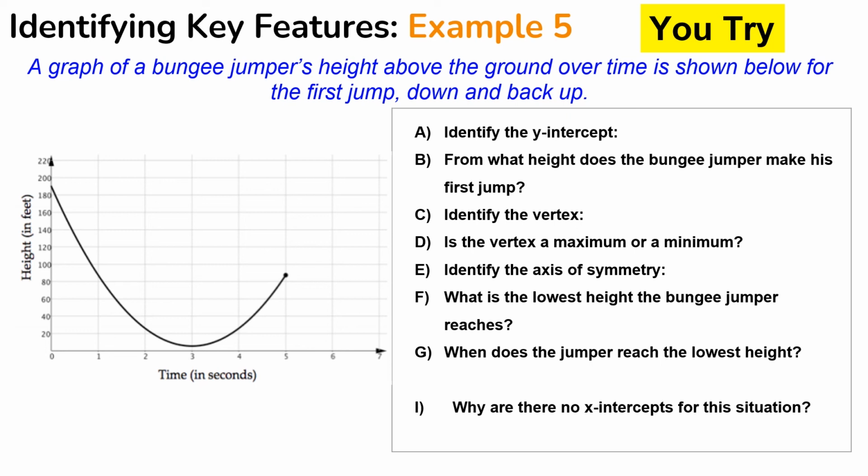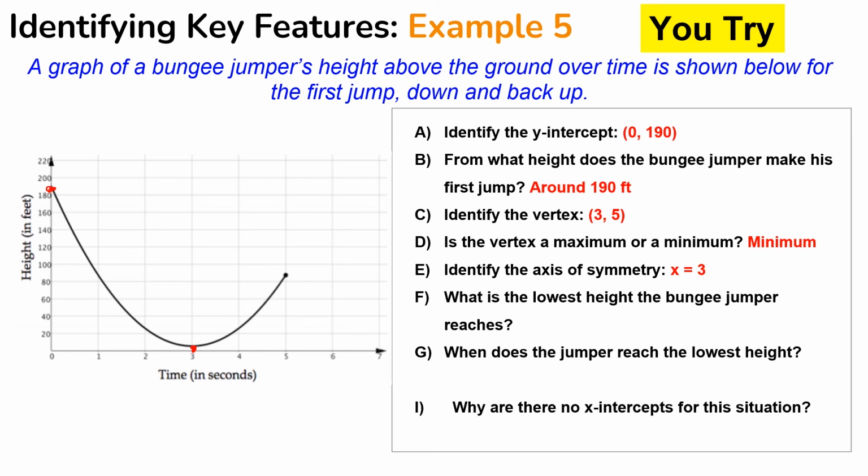Alright, so A, it says identify the y-intercept. It is (0, 190). Hope you got that correct. From what height does the bungee jumper make its first jump? Around 190. So the y-intercept, because it starts from here. Identify the vertex, (3, 5). Right here. Is the vertex a maximum or minimum? It is a minimum. Identify the axis of symmetry, x equals 3.